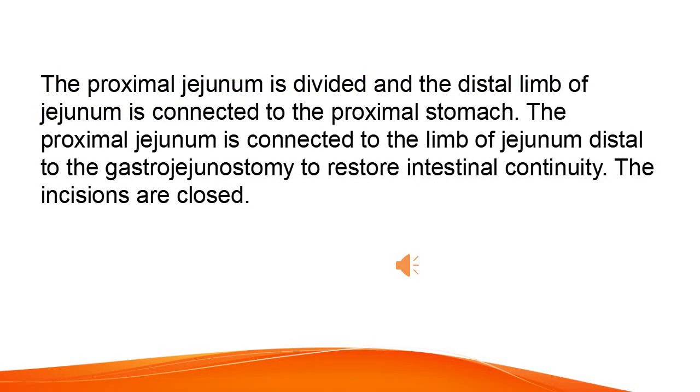The proximal jejunum is divided and the distal limb of jejunum is connected to the proximal stomach. The proximal jejunum is connected to the limb of jejunum distal to the gastrojejunostomy to restore intestinal continuity. The incisions are closed.